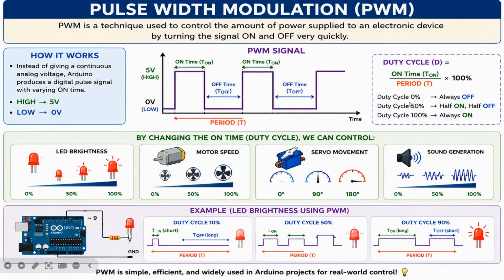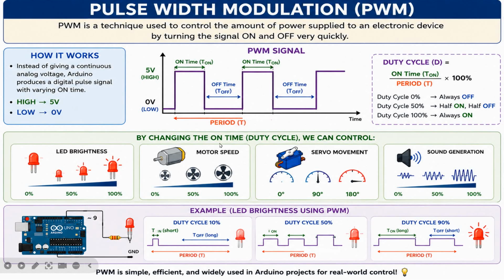So if the duty cycle is 0%, then the signal will be off, that is, you will have a complete off signal, and also you will have an off LED. Next, if the duty cycle is 50%, it will be half on and half off. Then at duty cycle 100%, it will be fully on, there will be no off period.